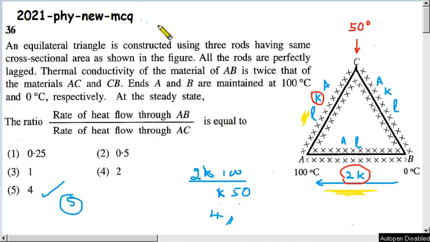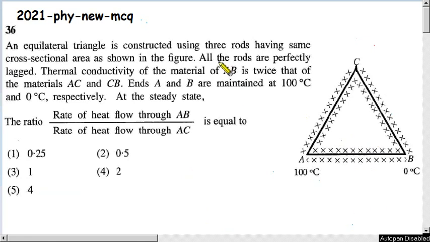So children, I know the way I explained this problem, everybody can't understand. There are students who really can't understand this way. So therefore I am going to explain in detail now. First of all, I decided the temperature at this junction is 50 centigrade. If you can't understand that, I will explain it.